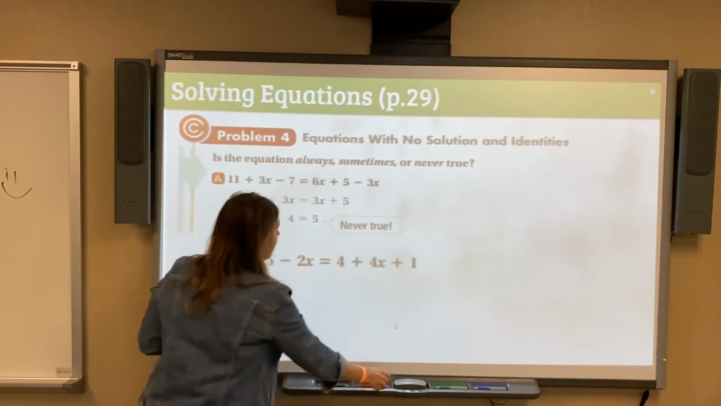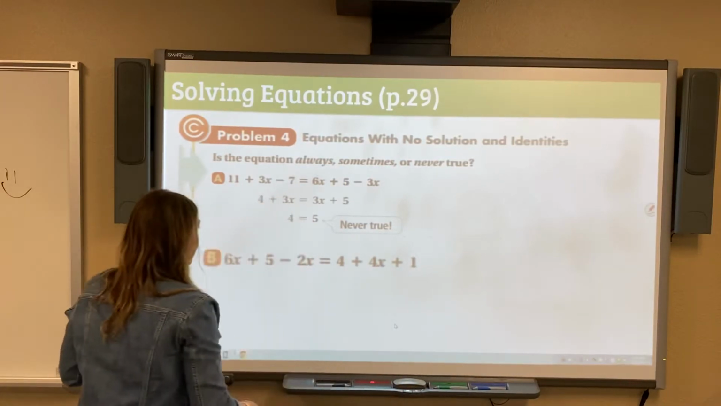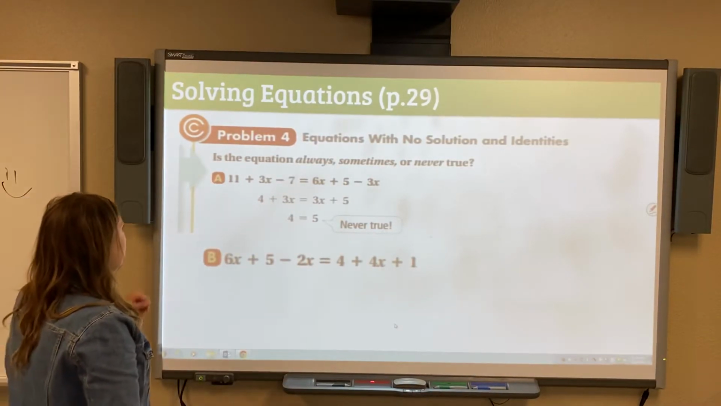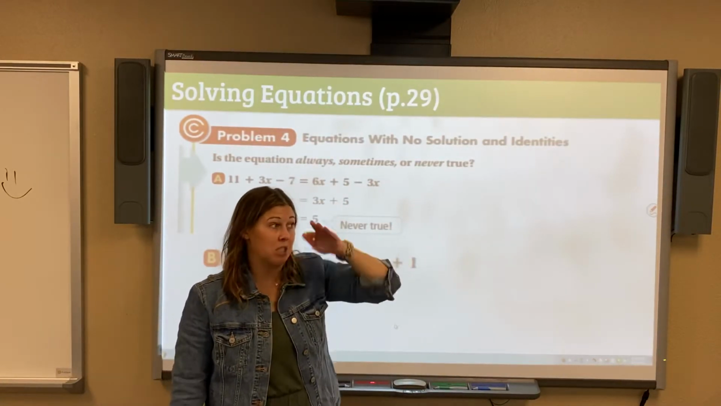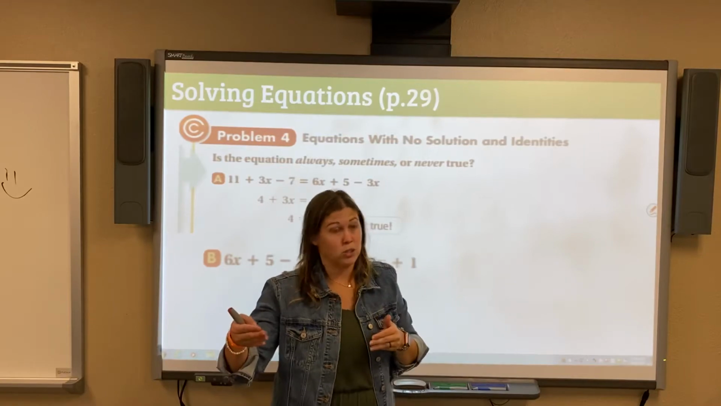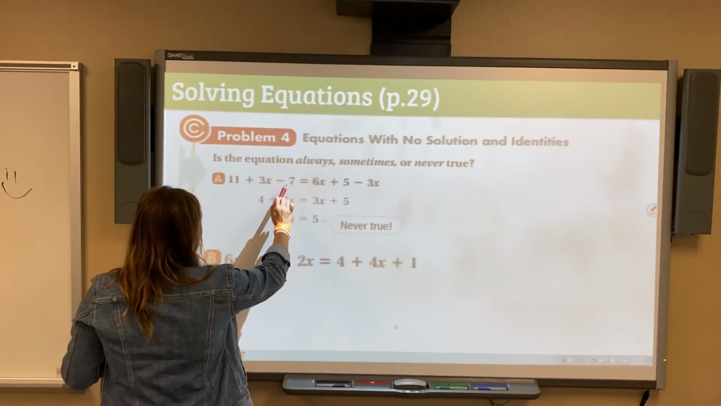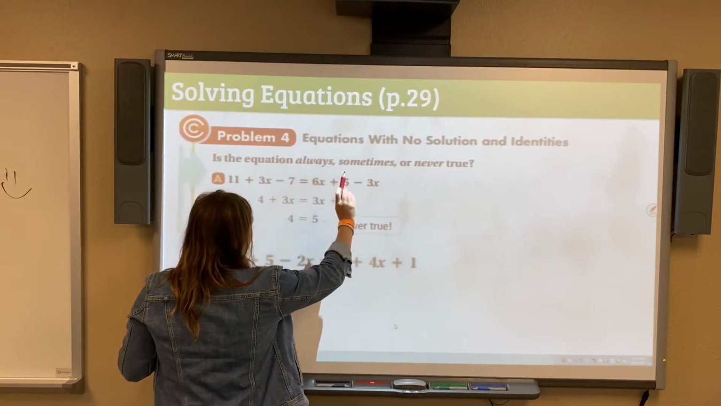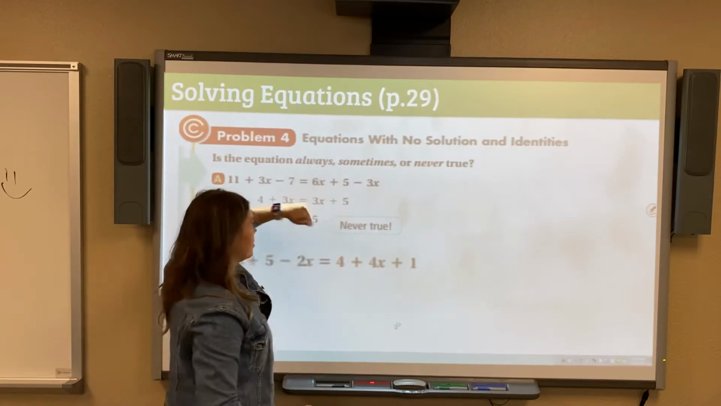Okay, so now let's talk about equations with no solution and identities. So, is the equation always, sometimes, or never true? With equations, it's either going to always be true or never be true. So in this case, we have 11 plus 3x minus 7 is equal to 6x plus 5 minus 3x. Okay, we're going to explain why that is true.